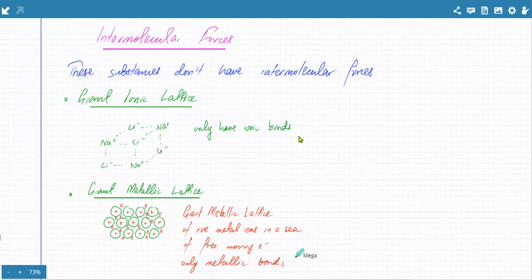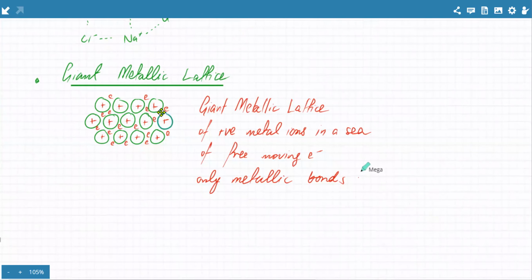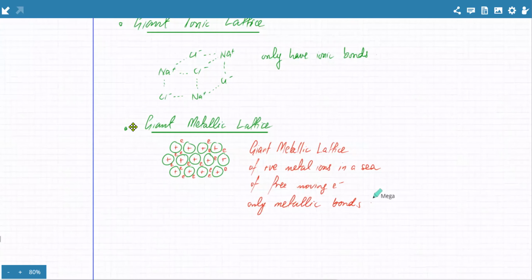And what's a metallic bond? A metallic bond is where the electrons act as a glue. They are attracting the positive ions, and the positive ions are attracting the electrons in return. So there's only one force of attraction present, which is a bond.